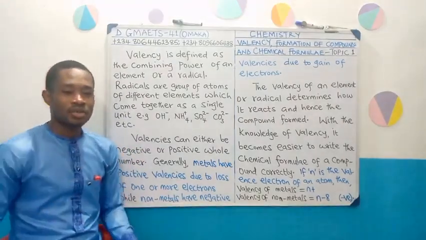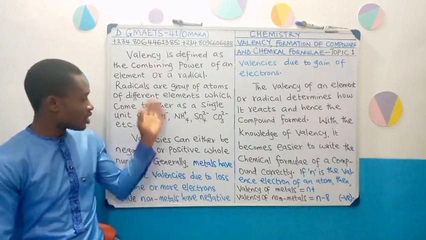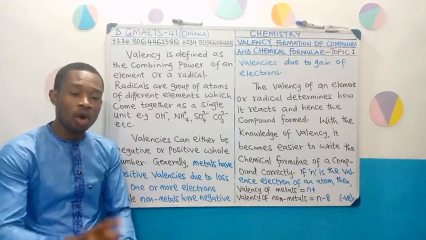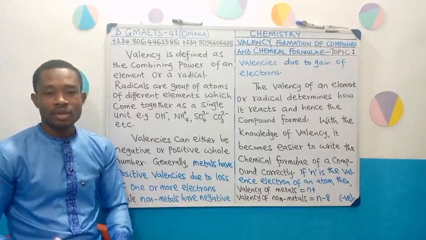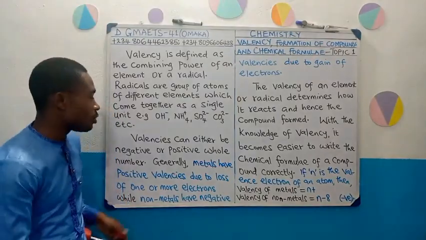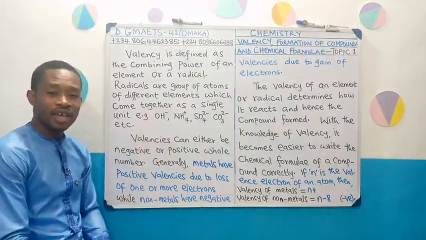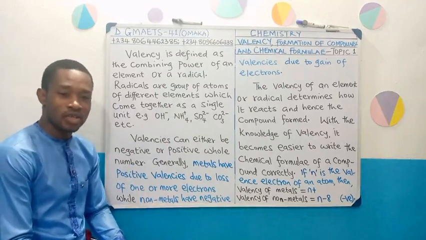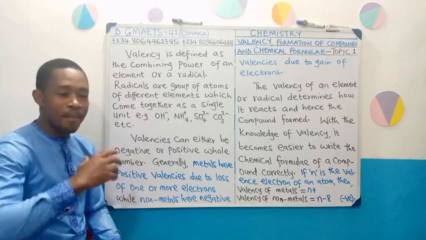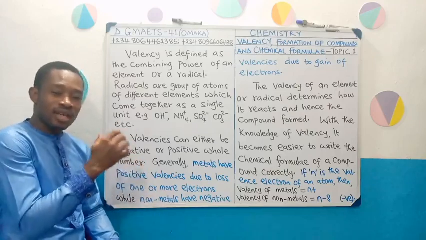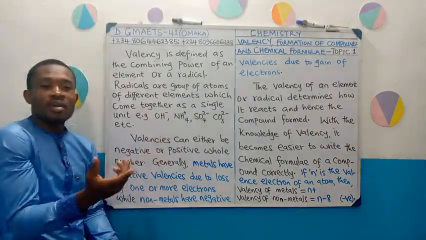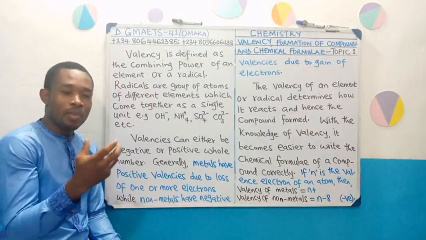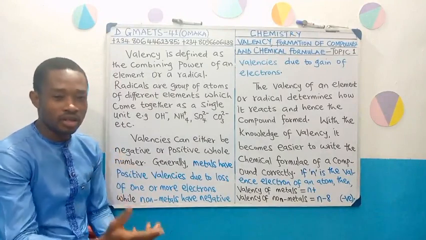When we talk about radicals, just like we have on the board here, radicals are simply a group of atoms of different elements which come together to form a single unit. So you could have seen something like this before in chemistry, possibly OH negative, NH4 positive, SO4 2 minus, CO3 2 minus, even NO3 minus, and many more. They are ions, right? They are made up of atoms of different elements.